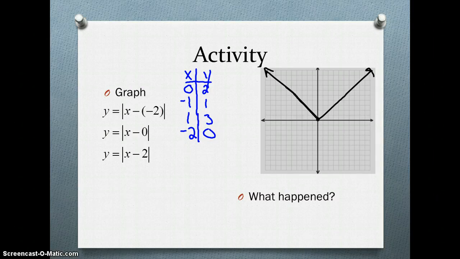I probably should have started there. So we plot these points. Negative 2, 0. Negative 1, 1. 0, 2, 1, 3. I need to go at least one to the left here. Negative 3 will actually end up giving us positive 1. So that'll be right there.